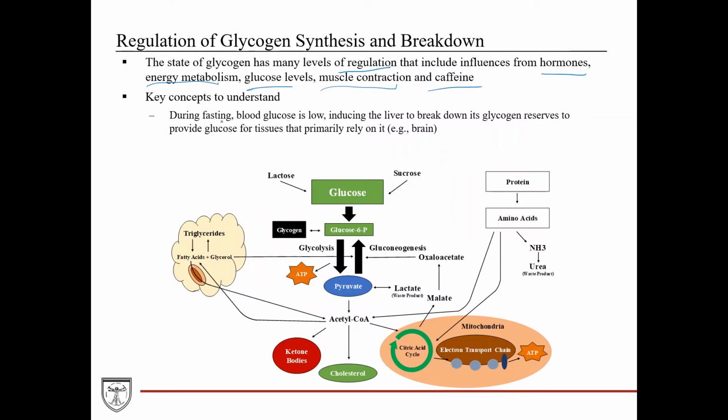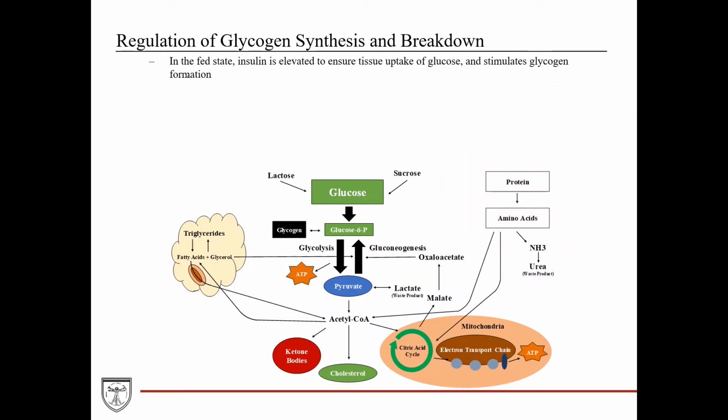And so before we get into the different states, such as the fed state, the fasting state, or how exercise affects these different scenarios, we want to just remind you of some key concepts that really help you, again, to further understand how glycogen fits into this whole story and how it impacts other metabolic processes. So during fasting, blood glucose is low, and that induces the liver to break glycogen down to provide glucose for peripheral tissues that primarily rely on it, such as the brain.